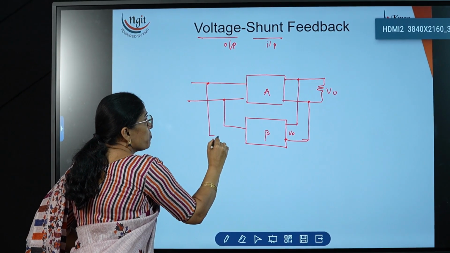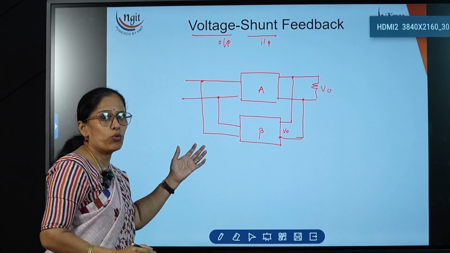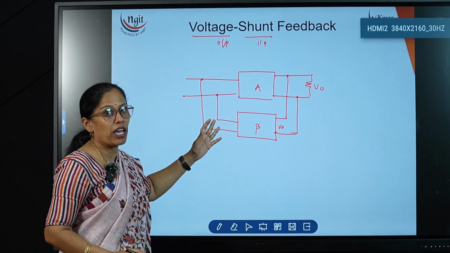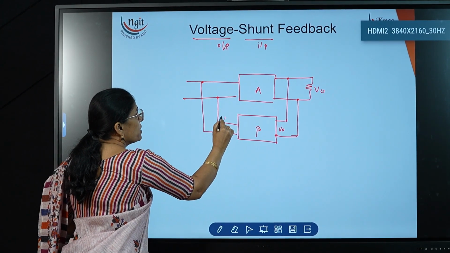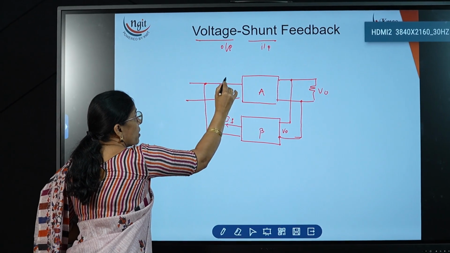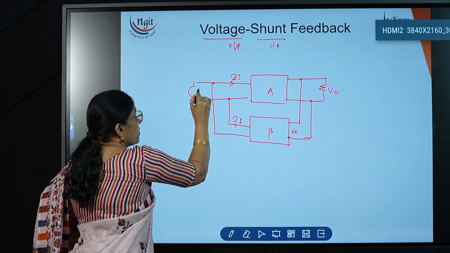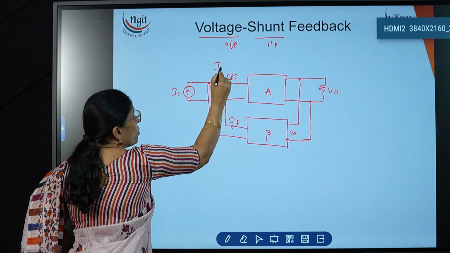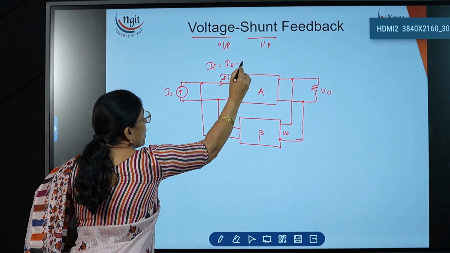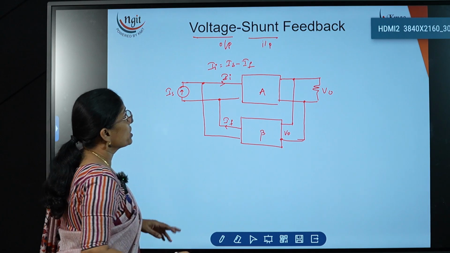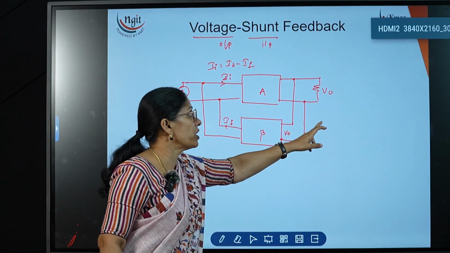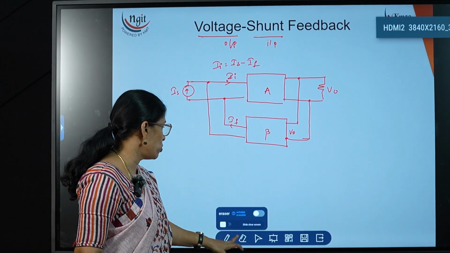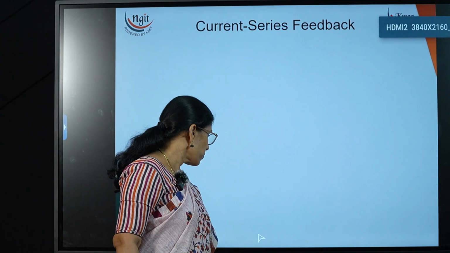In the shunt, which signals can be added or subtracted? In the shunt, voltages are the same, so you can't add the voltages here. Only currents can be added. This is the IF signal and this is the II signal, and here we are taking the current source, IS. So II is equal to IS minus IF. This is the voltage shunt. Voltage shunt means the output is voltage and the input is current. This is the diagram for the voltage shunt. Similarly, we have to draw the diagram for the remaining 2.